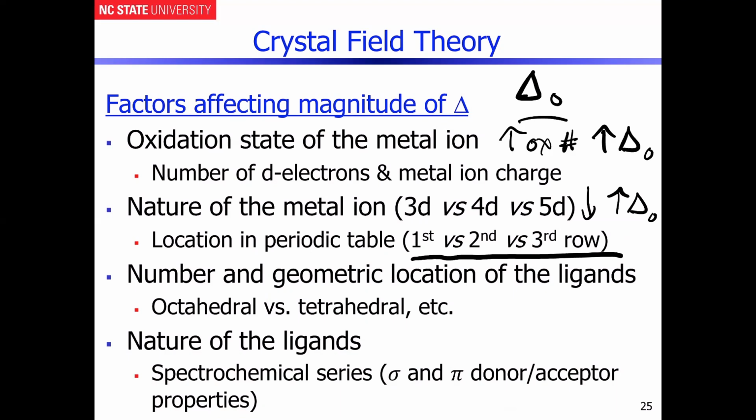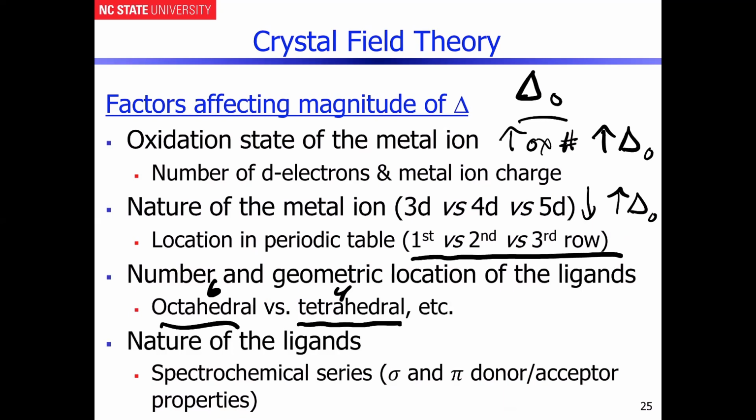And then of course the number and the geometric location of the ligands. So if you remember, the tetrahedral field had 4 ligands, and the octahedral had 6. And the tetrahedral crystal field had about 4/9 the magnitude of the octahedral crystal field, and that had in part to do with the number of ligands actually mattering. And then the geometric disposition of the ligands really matters too, because that dictates which d orbitals are going to be more destabilized and which ones will be more stabilized.